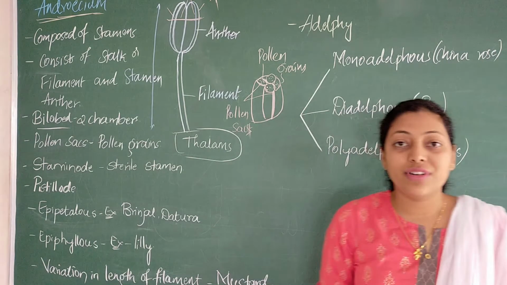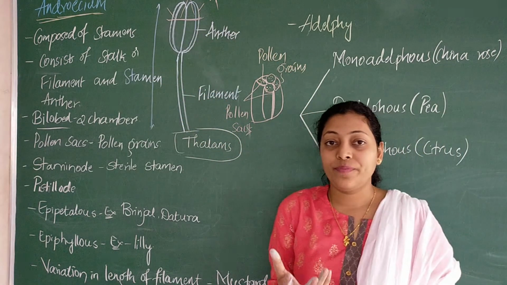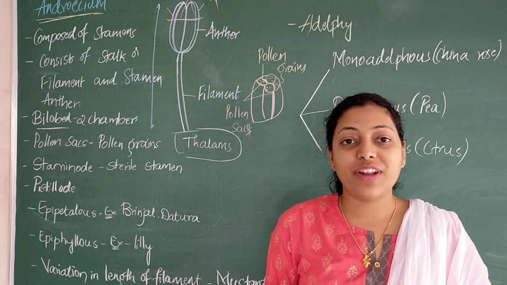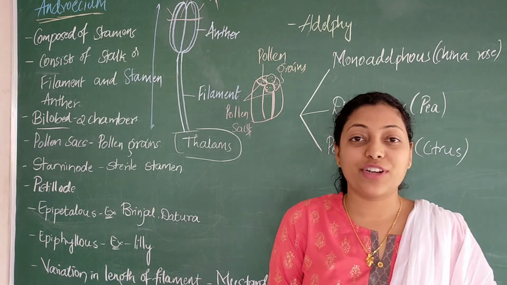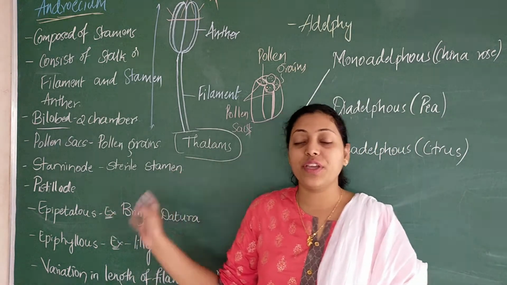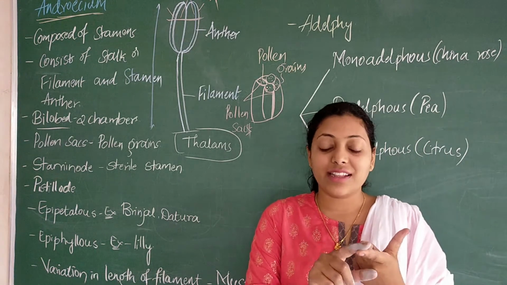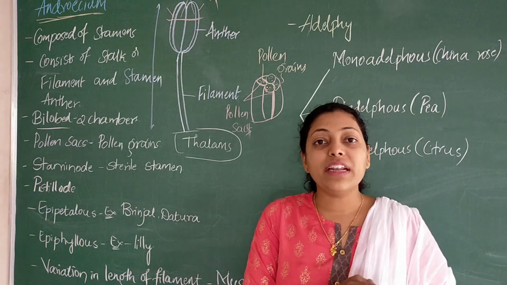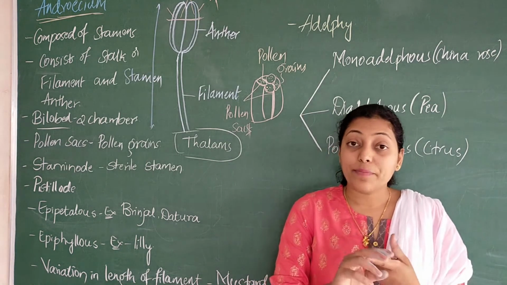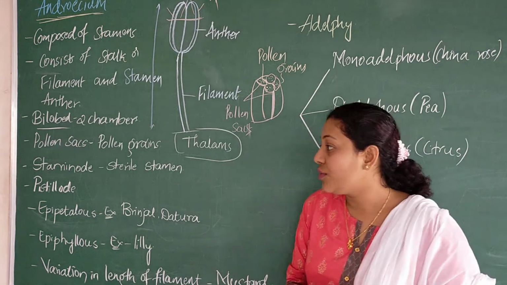Okay, so these are pollen sacs. This is how a male reproductive unit is arranged. A unisexual flower containing only male reproductive units is called a staminate flower. There are two kinds of unisexual flower: one is the staminate flower and the other is the pistillate flower. A staminate flower consists of only male reproductive units, and a pistillate flower consists of only female reproductive units.